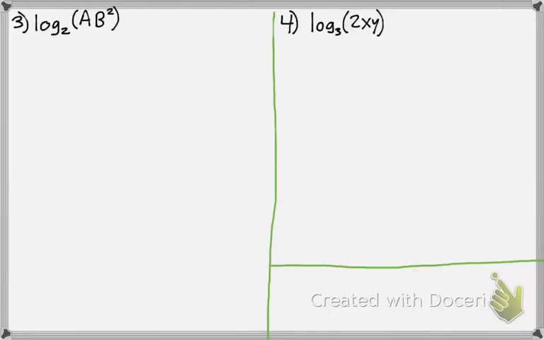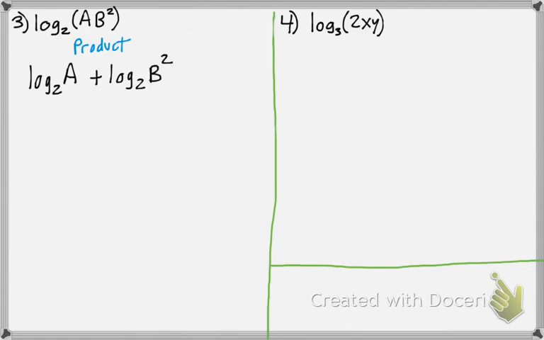Questions 3 and 4 say use the laws of logarithms to expand the expression. So here I have log base 2 of a times b squared. So I want to use the product rule to expand this. So this will be log base 2 of a plus log base 2 of b squared.